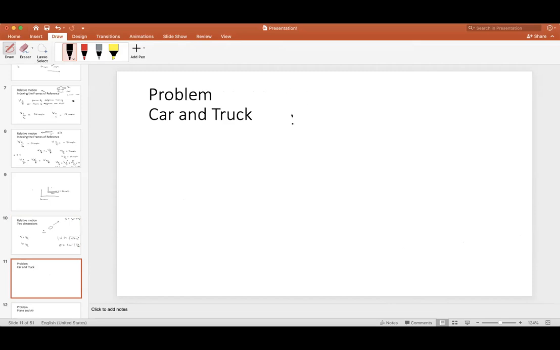In this example, you're traveling north at a velocity of 15 miles per hour. And a truck is heading south at 5 miles per hour. So this is a truck, this is your car, and the ground, we're going to say, is at rest. Okay? So what we want to know is the velocity of the car relative to the truck and the velocity of the truck relative to the car.